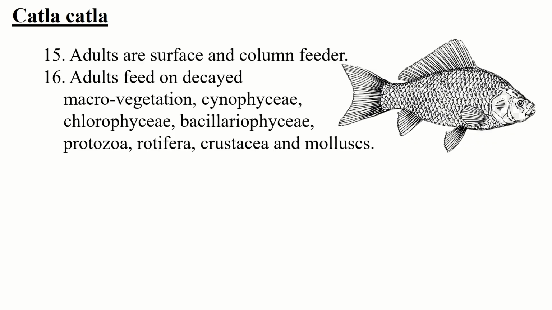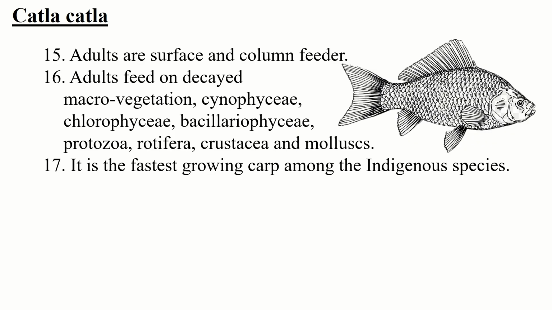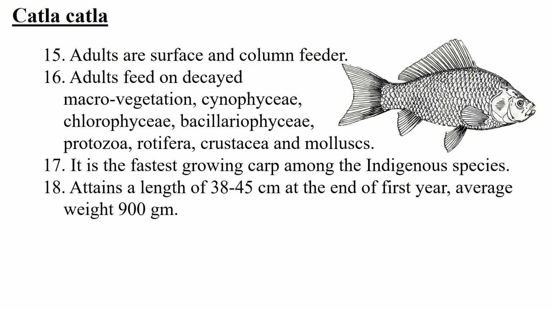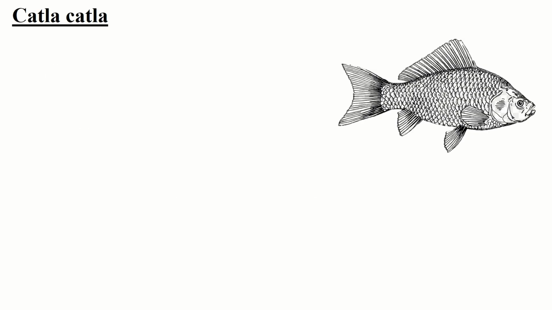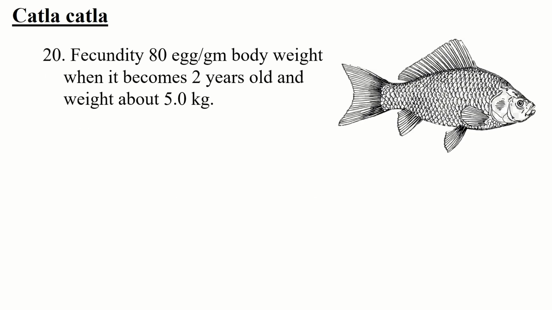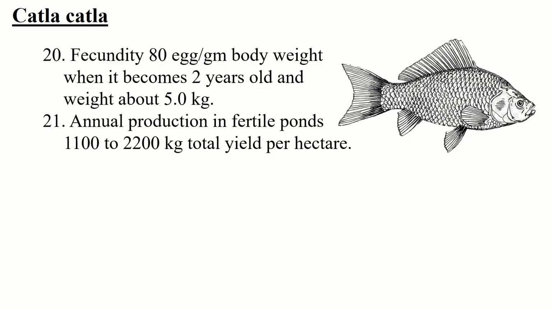It is the fastest growing carp among the indigenous species. It attains a length of about 38 to 45 centimeter at the end of the first year. Average weight is about 900 gram. At the end of the second year, the weight is about 4 to 5 kilogram. The fecundity rate is about 80 eggs per gram body weight when it becomes 2 years old and weighs about 5 kilogram. Annual production in a fertile pond is about 1,100 to 2,200 kilogram total yield per hectare.